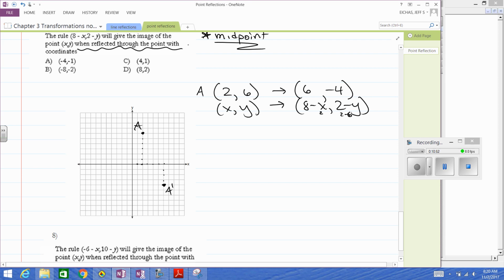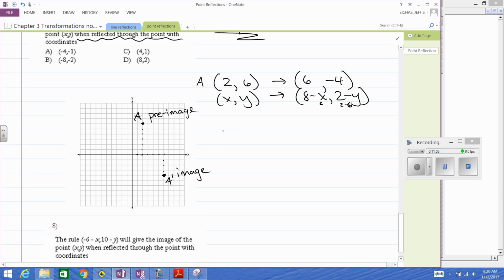When you reflect through a point, if I have the pre-image and its image, all I need to do is find the center, or the midpoint, I'm sorry, find the midpoint of those. So that's basically all I'm doing, is find the midpoint. All right, so I'll do that.